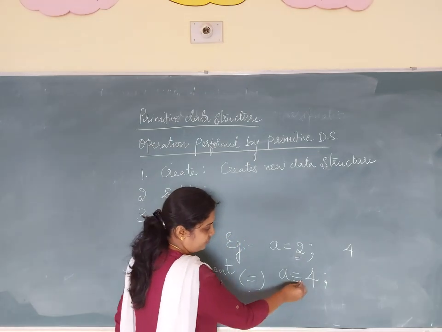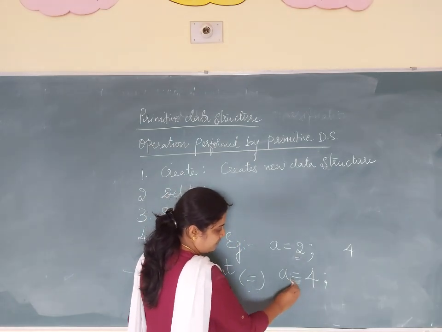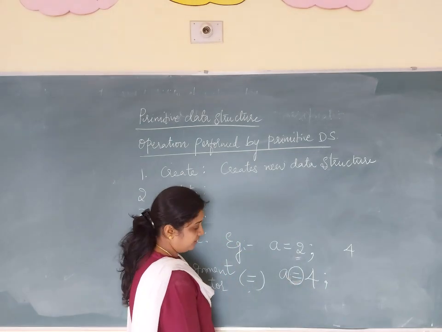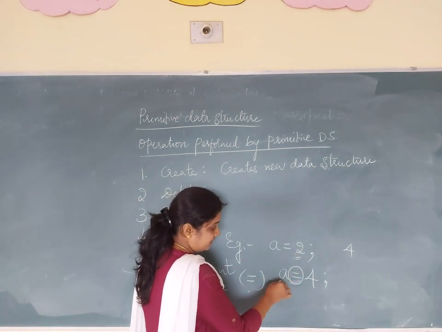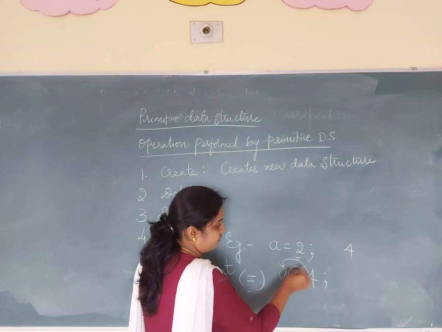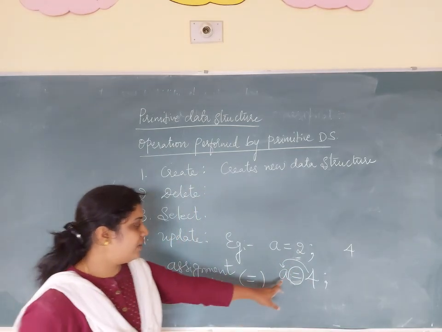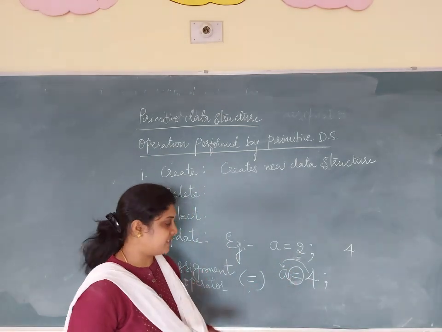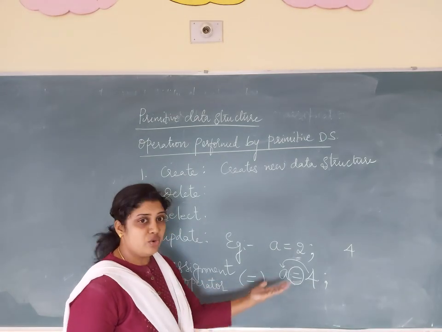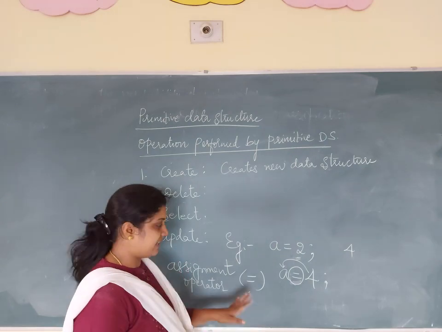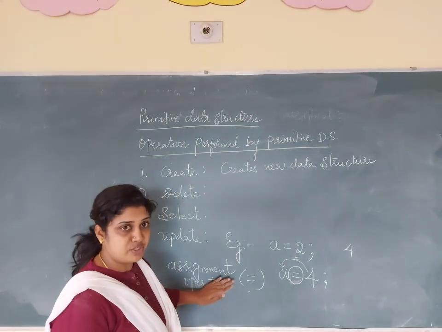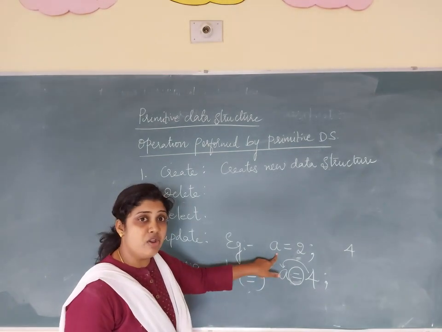So with the help of this assignment operator, the value you have, a equals 2, will be reassigned to 4. Whenever you use the equal symbol, that is the assignment operator, the value will be updated. Any modifications you are going to do can be done by using your assignment operator.